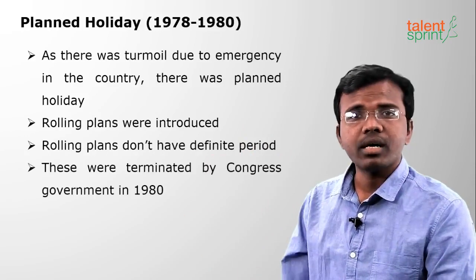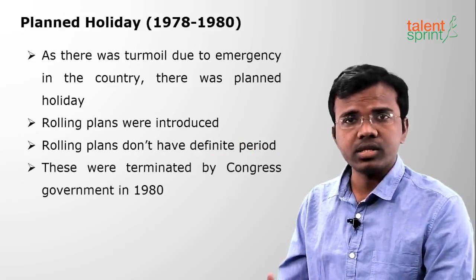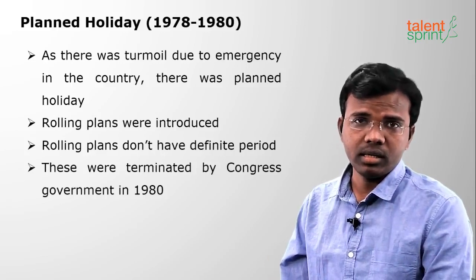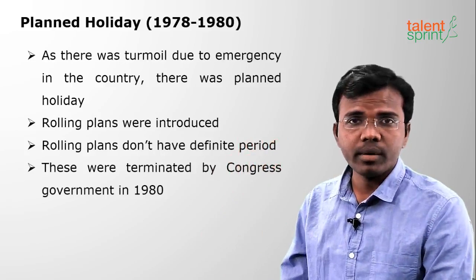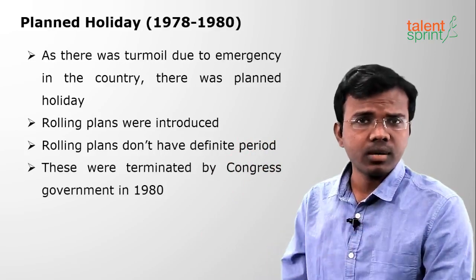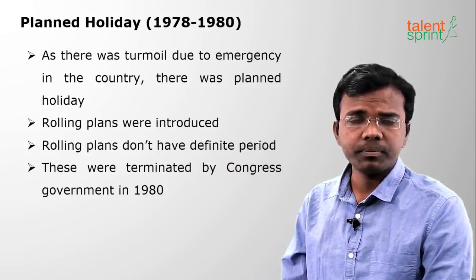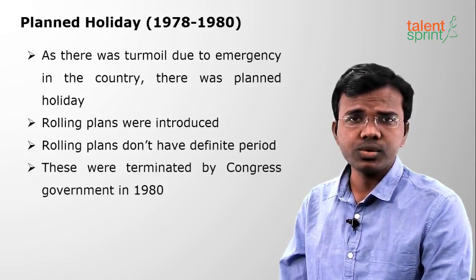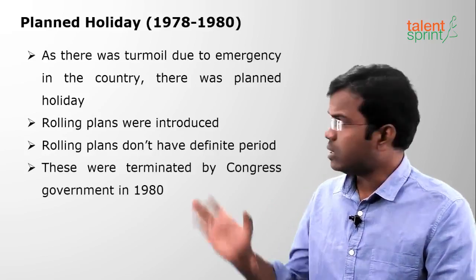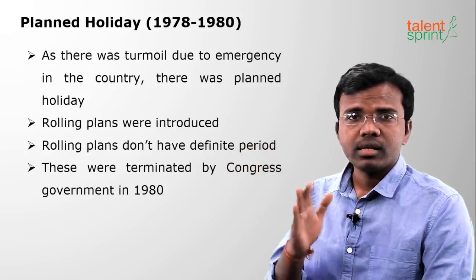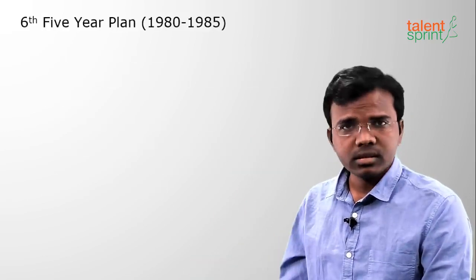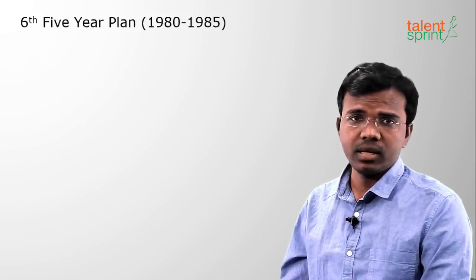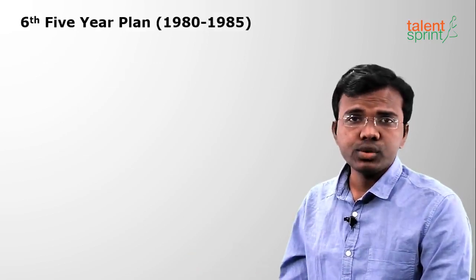Okay. So this was terminated again by the Congress government, which came into power in the year 1980. Clear about this? So this is planned holiday number 2. So when was the first planned holiday? 1966 to 69. And this is second planned holiday, 78 to 80. Clear with this? Moving on to the next 5-year plan, that is 6th 5-year plan, from 1980 to 85.